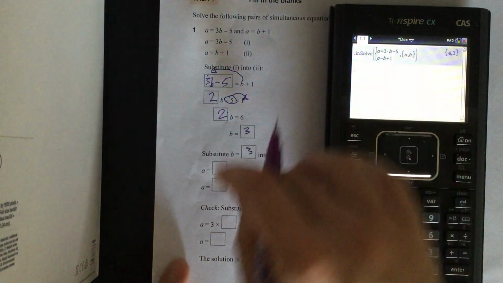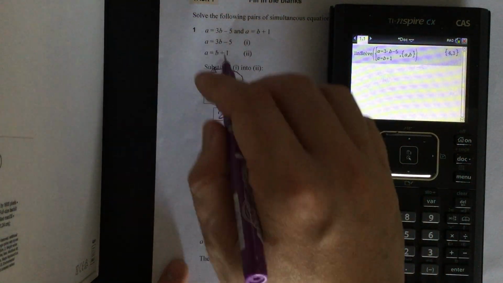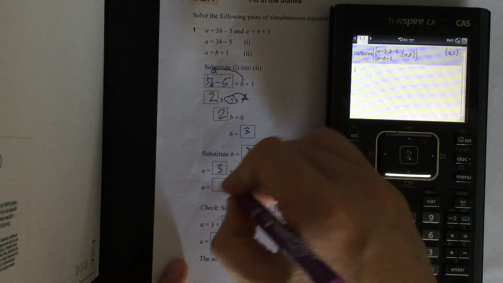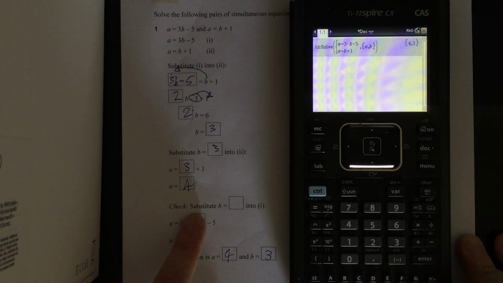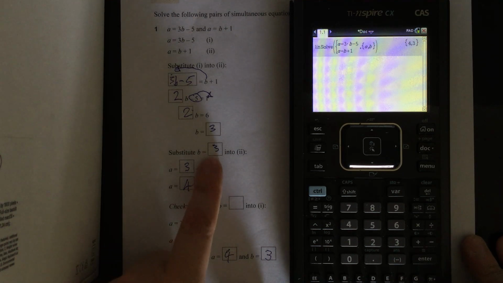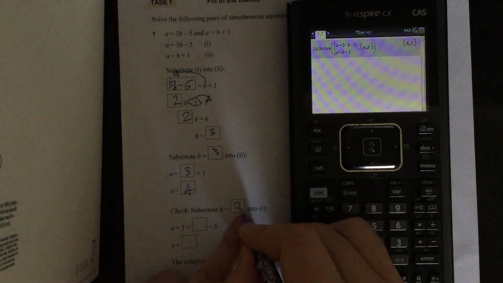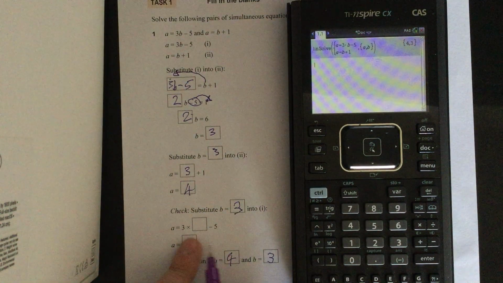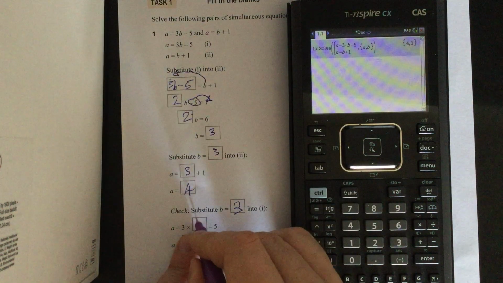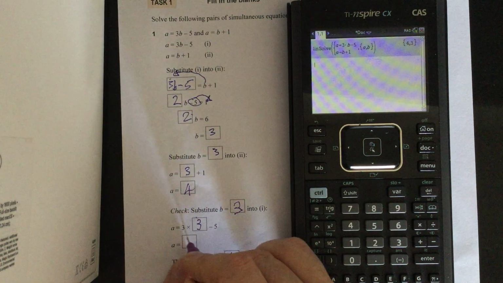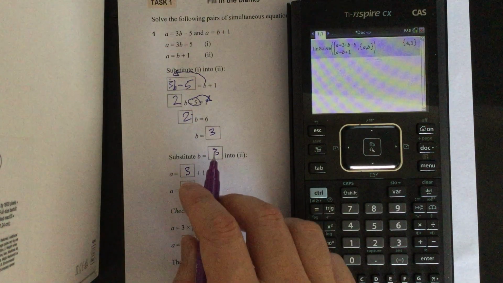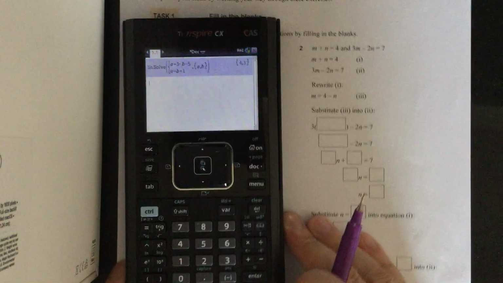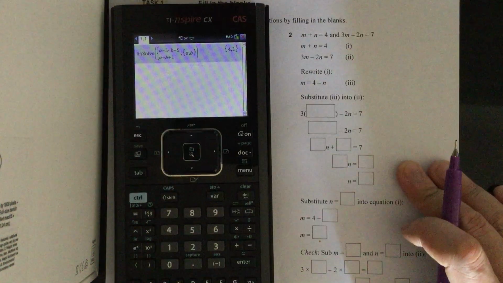Substitute b equals 3 back into equation 2. So A equals b plus 1, meaning it's 3 plus 1, which equals 4. Once you figure this out, the stuff is actually quite straightforward. Substitute b into equation 1 to check if this is right. B equals 3. Substitute it back into equation 1: 3 times 3 minus 5 should equal 4. Is A equal to 4? Yes, sir. Is B equal to 3? Yes, sir. Done. Complete.